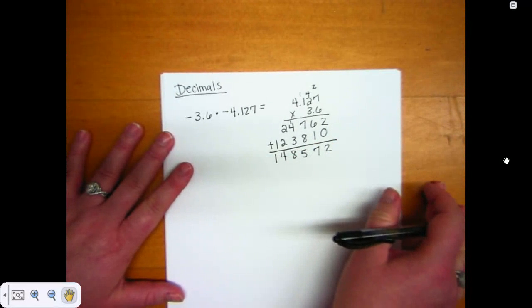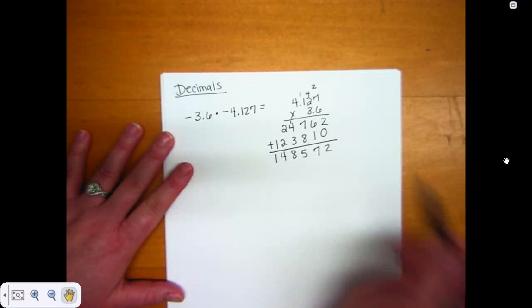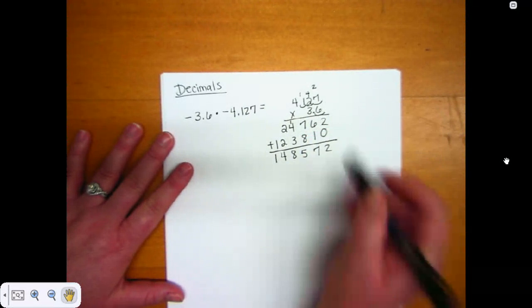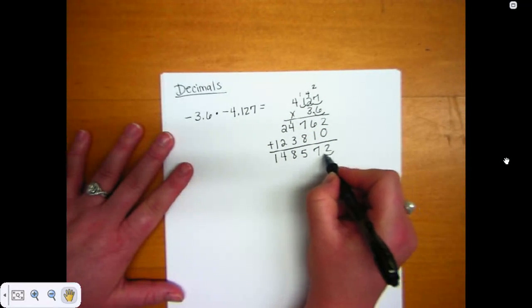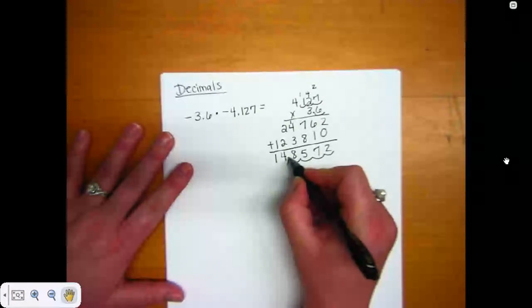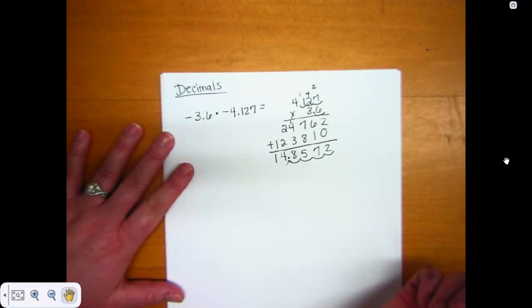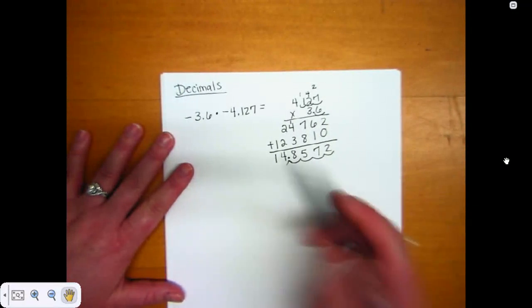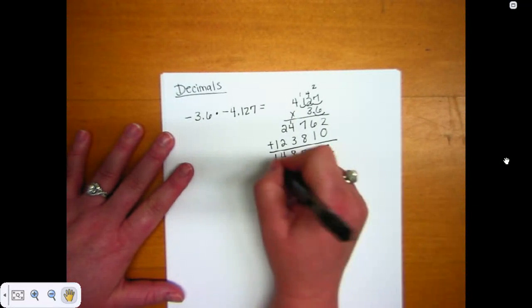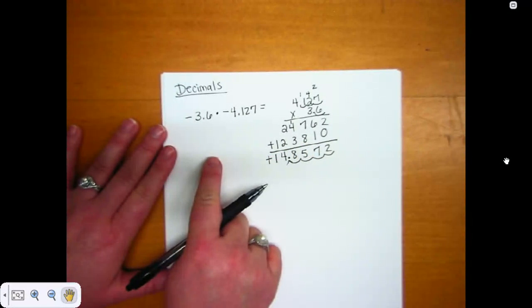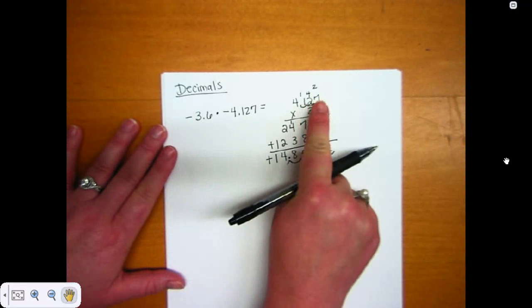Now, I cannot forget to go back and see how many decimal places I need to go. 1, 2, 3, 4. So I'm going to start on the far right and go 1, 2, 3, 4 places. So my final answer here is 14.8572. Or if we said it the correct way, we would say 14 and 8,572 10,000ths. And they are both negative, so that means my answer will be positive. So don't forget, you don't have to line your decimals up. Don't forget to count how many decimal places you need to move.